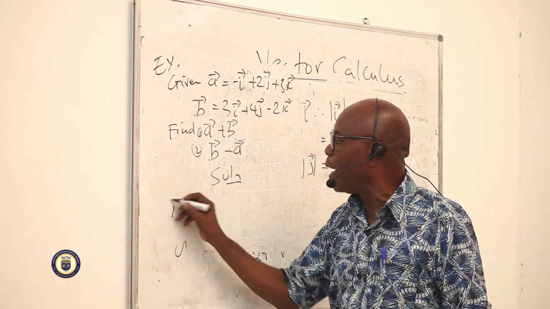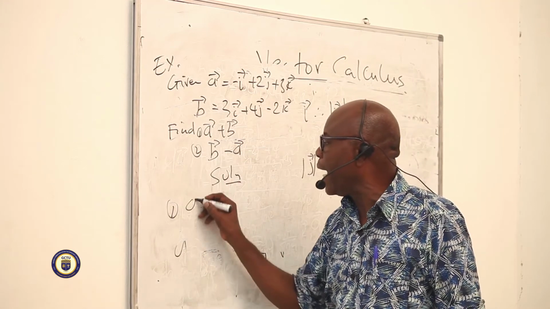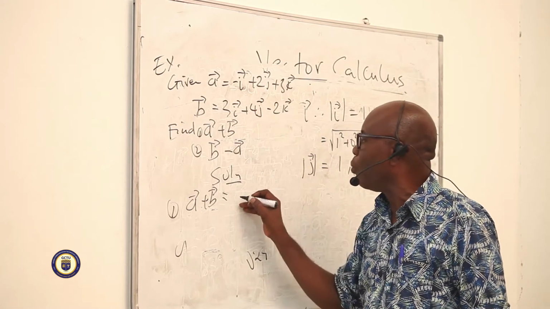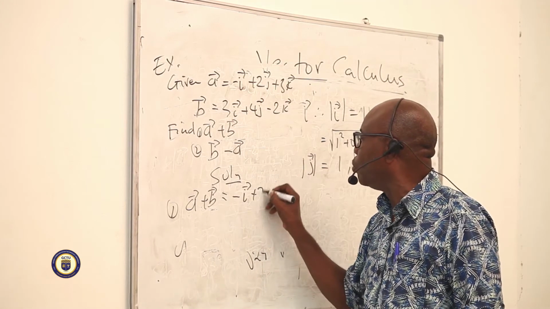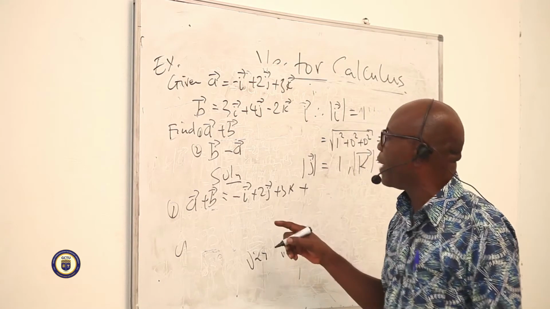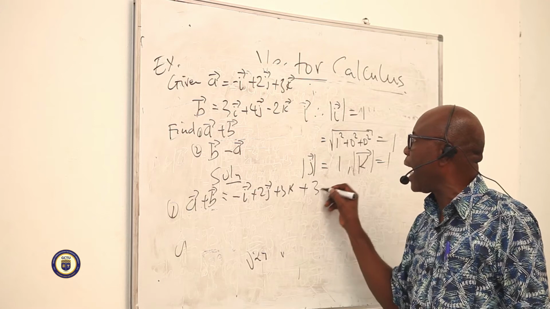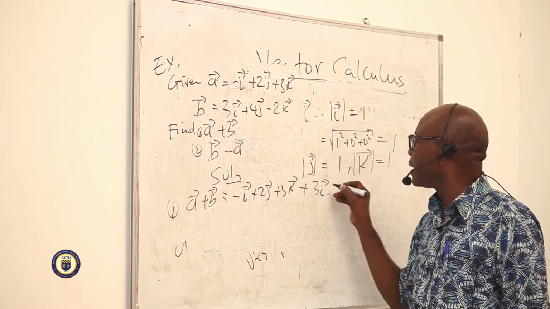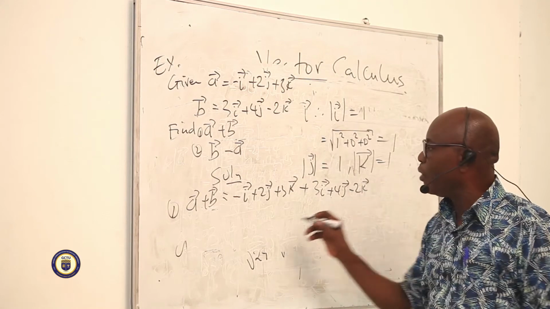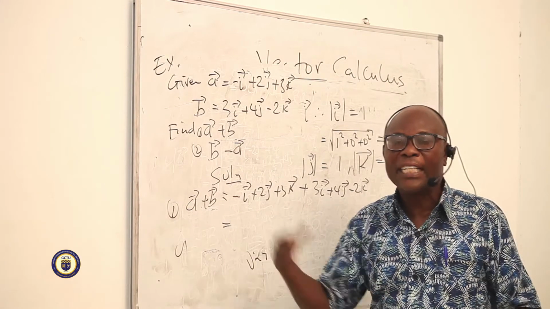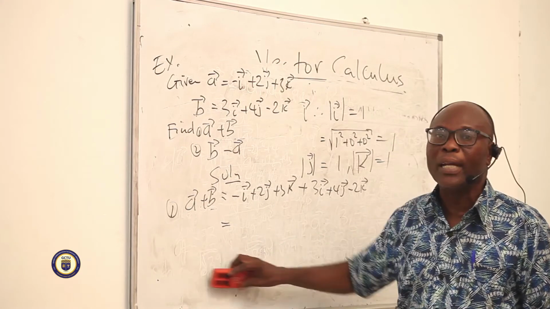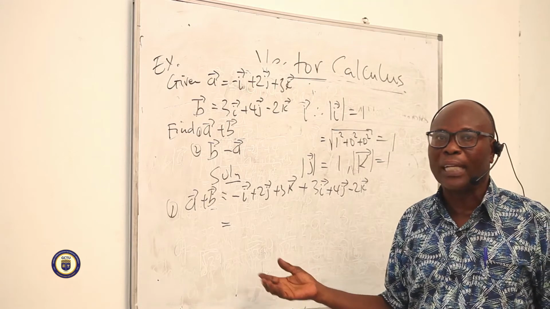If you are doing 1, vector A plus vector B is vector A, which we had as minus i plus 2j plus 3k, and we're going to add vector B. Vector B is 3i plus 4j minus 2k. Then you see that it's easier adding them together. If you look at the i components, you can operate on the i components. If you look at the j components, you can do that.